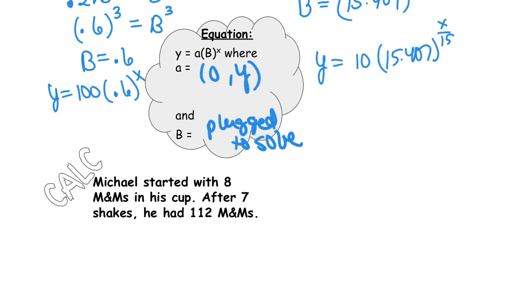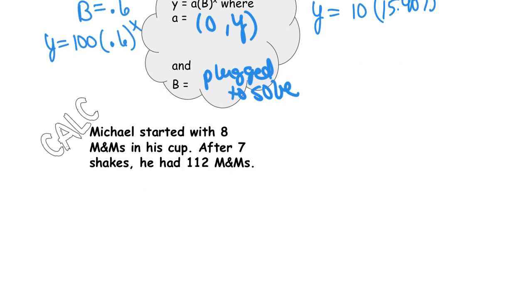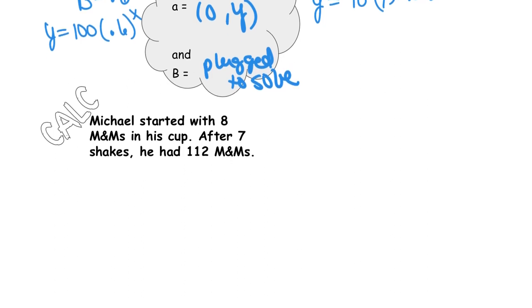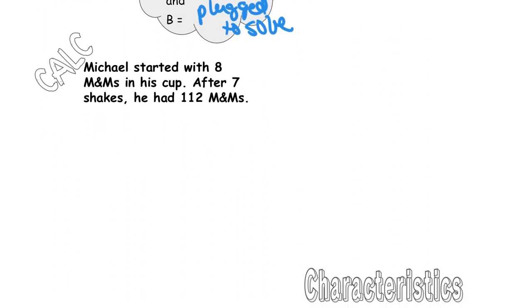Okay, so now we got words. Michael started with 8 M&Ms in his cup. After 7 shakes, he had 112 M&Ms. Okay. So they gave you 2 points. What did he start with? 8. So that's our A value.